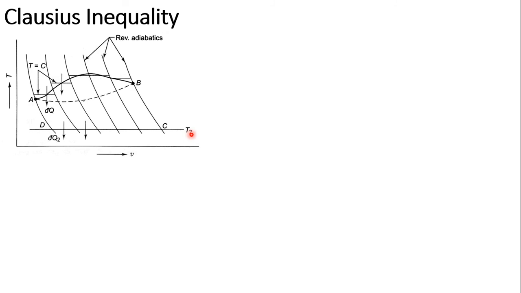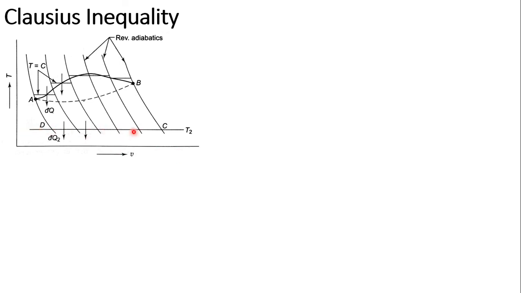The next concept, Clausius inequality. Again, a very important theory question, derivation is there. Clausius inequality, numericals are there, derivation is there, very important concept. So understand this. Here we have drawn a temperature versus volume diagram, TV diagram. And on the TV diagram, we have drawn reversible adiabatic curves like this.